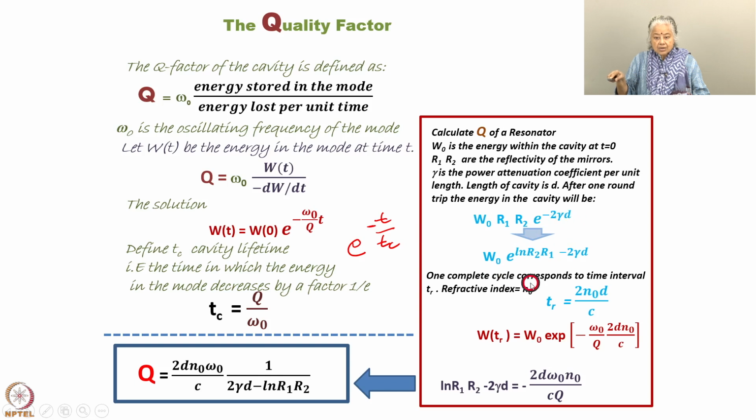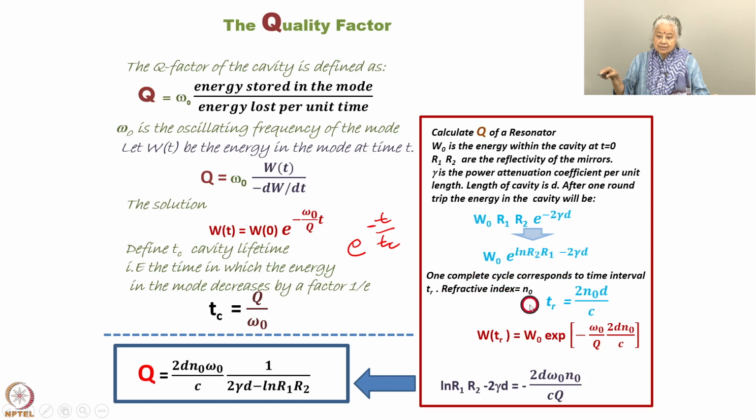And then if you do a little bit of jugglery, you can write this as this. I write it like this because I put R1 R2 as e to the power ln R1 R2, so it becomes e to the power ln R1 R2 minus 2 gamma d. All in this exponential part, because it is a loss term. So, you know how much of this initial energy W is lost. This is again a familiar formula to you, which was derived a few slides earlier. You can go back to it and just confirm that.